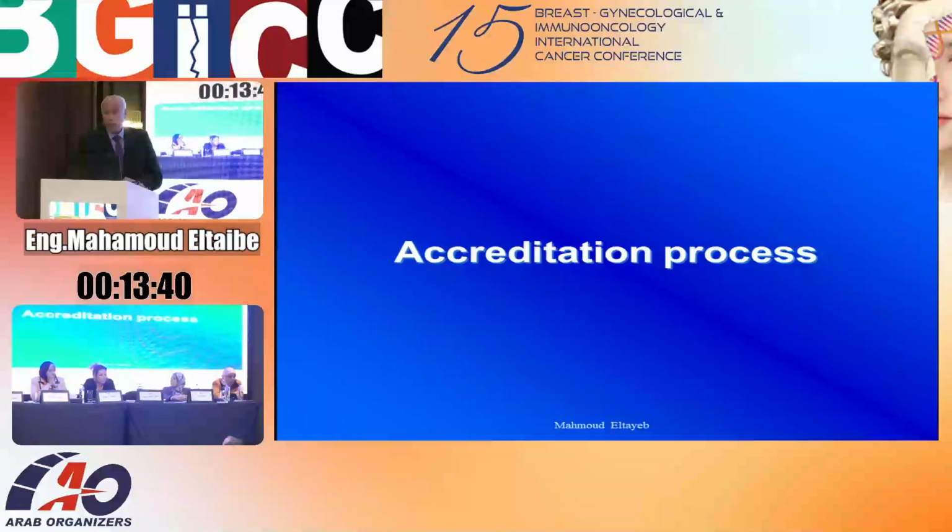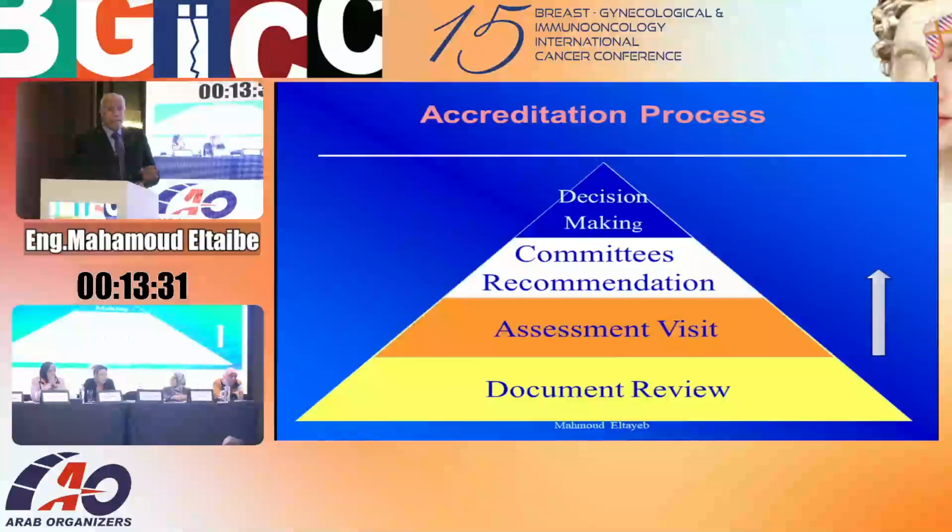What about the accreditation process? I need to give you just a quick view of what the accreditation process is. Normally, the accreditation process based on the EGAC process starts with document review. At the beginning, we review the documents of the biobank, including all manuals, procedures, work instructions, and key records. Everything is reviewed by the assessment team.